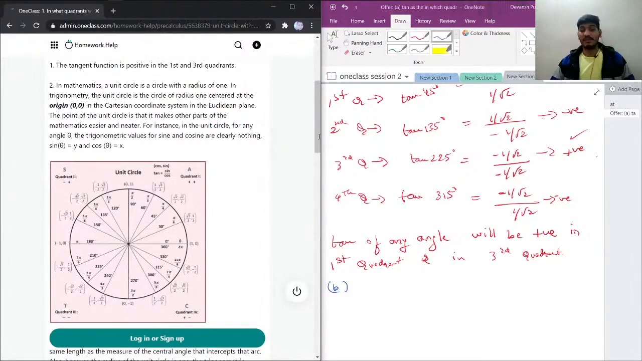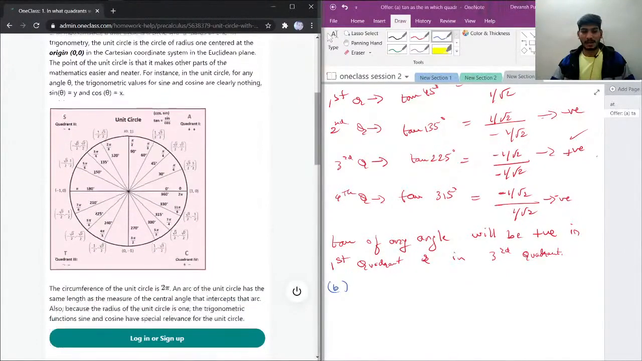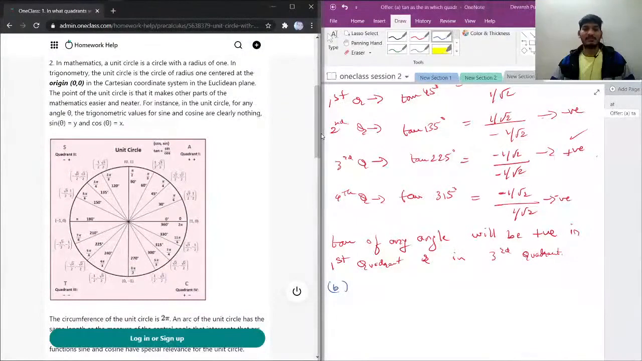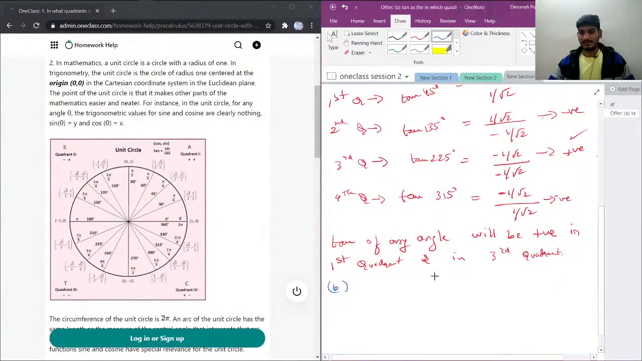For instance, in the unit circle, for any angle theta, the trigonometric functions sine and cosine are clearly nothing but sine theta is y and cosine theta is x. Well, I cannot guarantee this part is correct, but this is basically correct, because when we take the, so I'll just draw a circle here again.